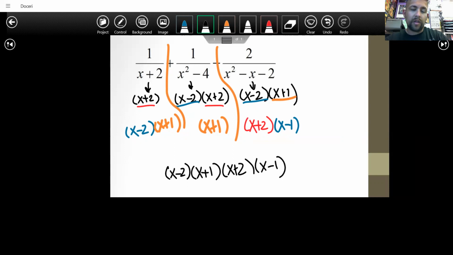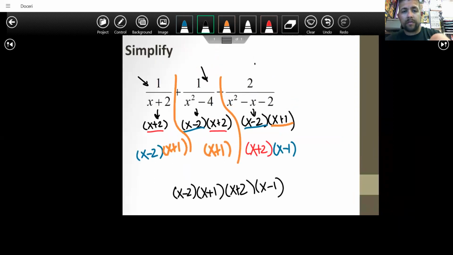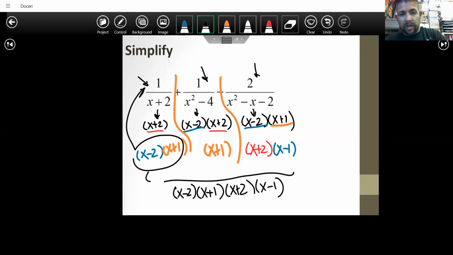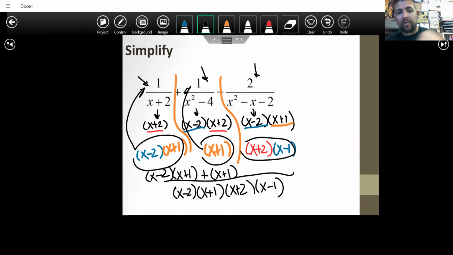So we have all these components that we're missing that we want to add in to each one of these individual fractions. If we're doing it all over one, multiplying these to our top side here, we have x minus 2 times 1. I'm going to multiply these to our top portion, so it's going to be plus x plus 1. And then we also have our last term, which will be multiplied by a negative 2, x plus 2, x minus 1.